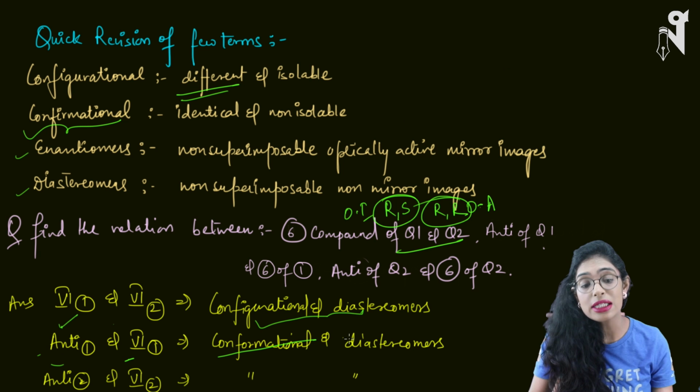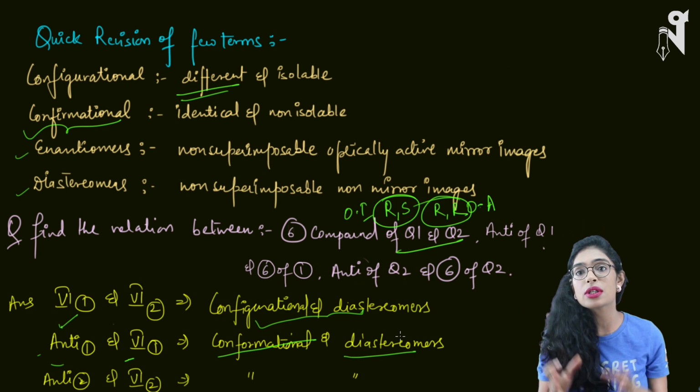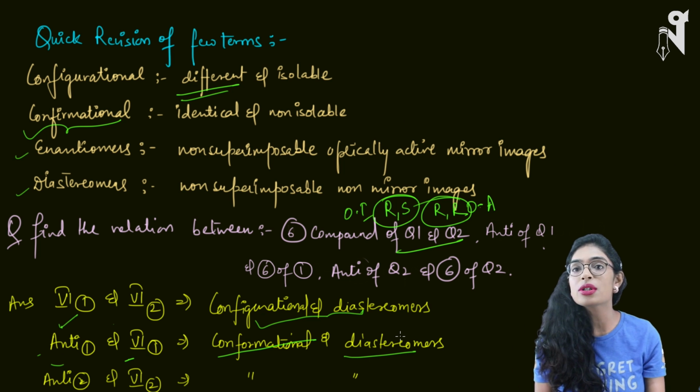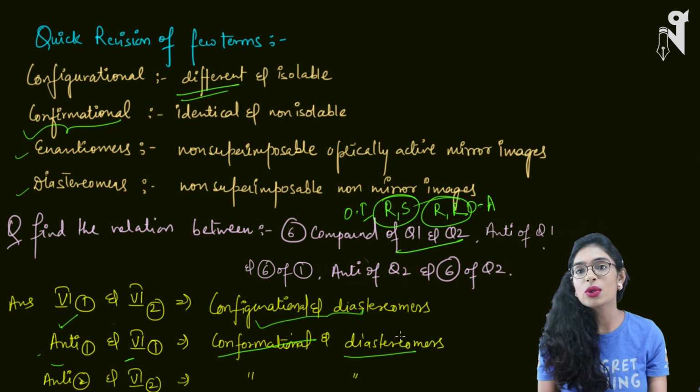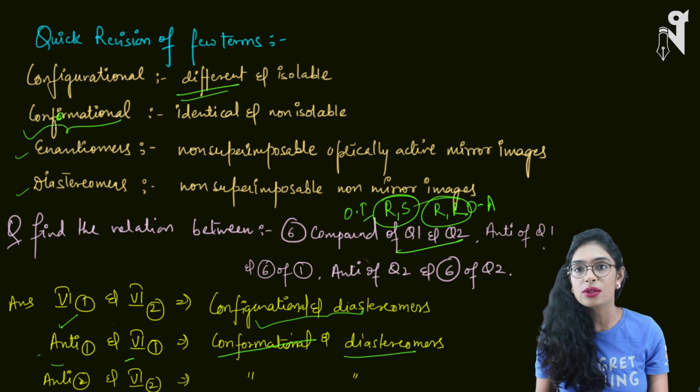Why? Because these were identical, and they are diastereomers. Why? Because they are not superimposable. You look at the images and you'll get to know that these are non-superimposable. Okay, so conformational diastereomers are non-isolable. Mind it, because the term conformational means non-isolable.